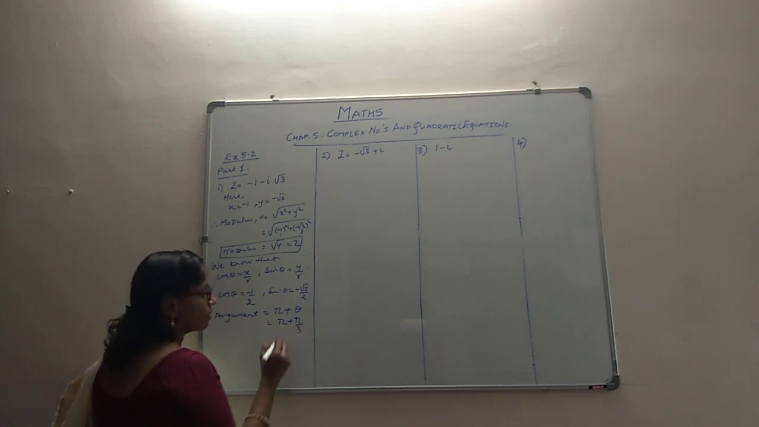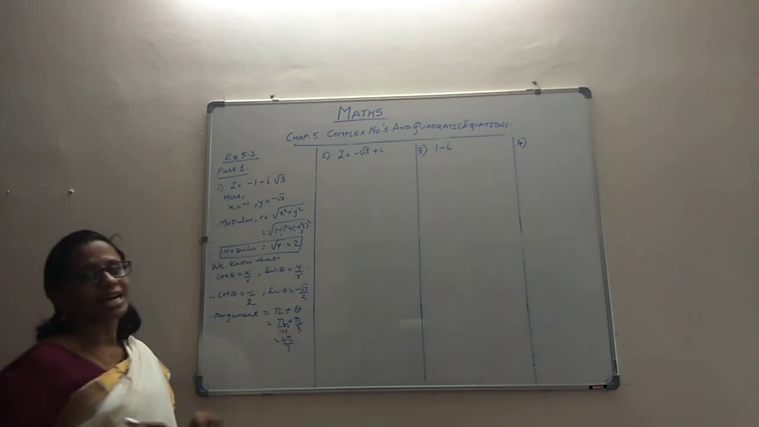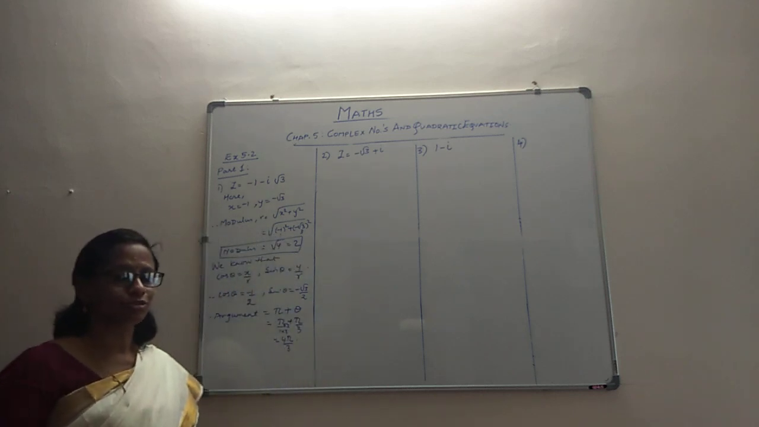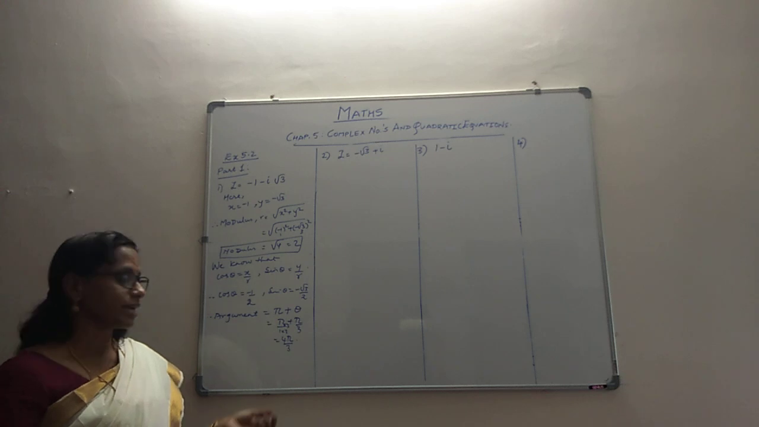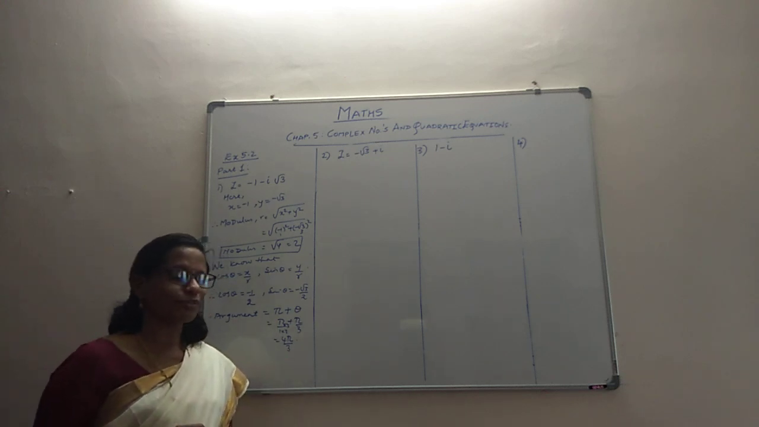Now there's a problem here. Let's see what this angle is. It is coming to 3 pi plus pi, 4 pi by 3. The problem is that arguments are generally written between minus pi and pi. We don't allow it to go beyond minus pi and pi. This 4 pi by 3 is in the third quadrant, it's more than pi, so we don't allow that.